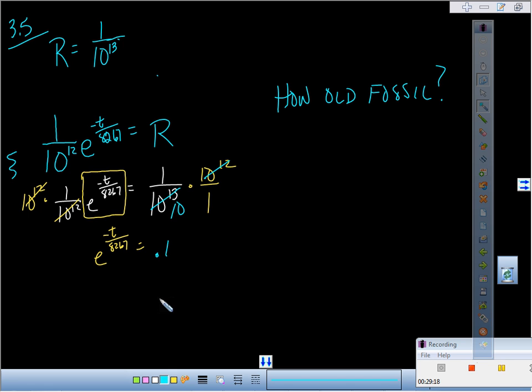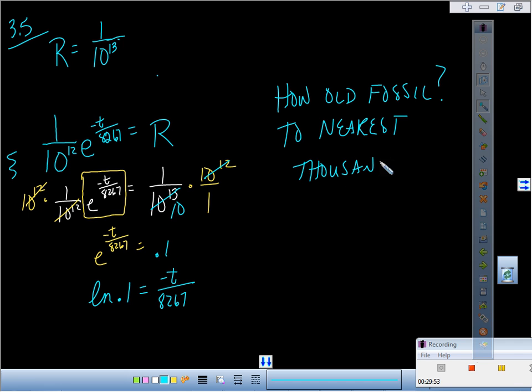Now, can I rewrite it? All right, what do I say? Ln. Why Ln? It's the base of e. Ln of 0.1 is equal to negative t over 8267. I'm going to let you finish working it, and here's what I want you to do, because this messed some kids up on the last test.